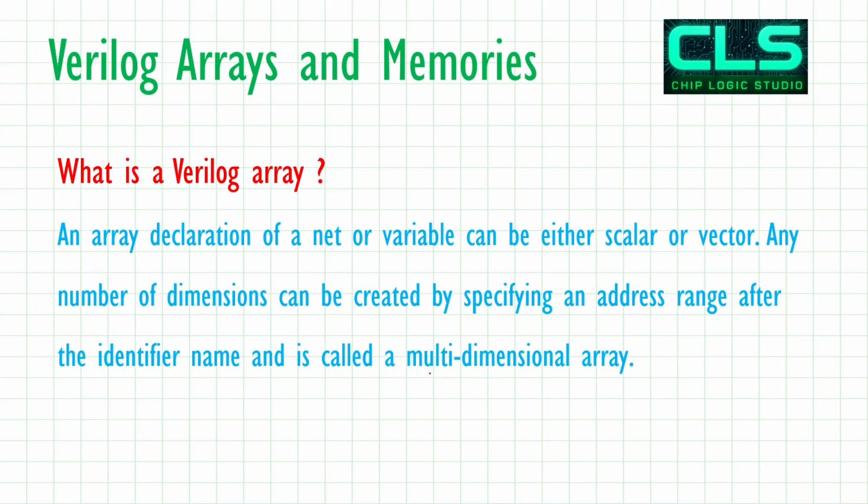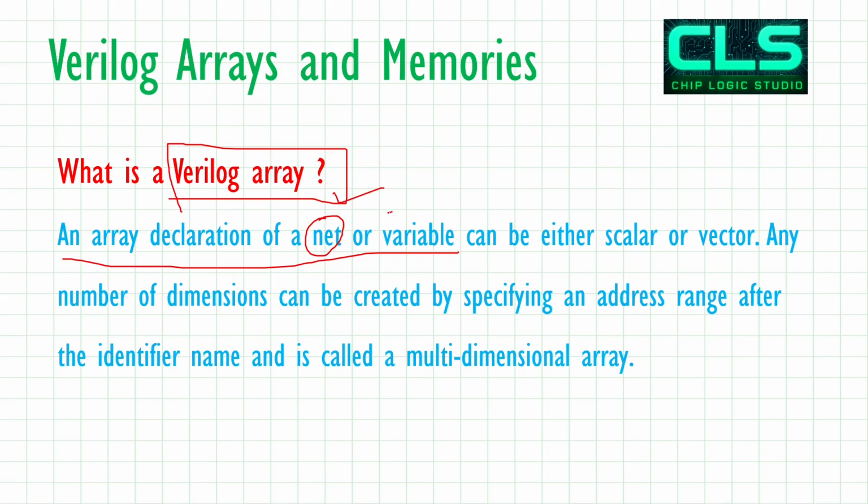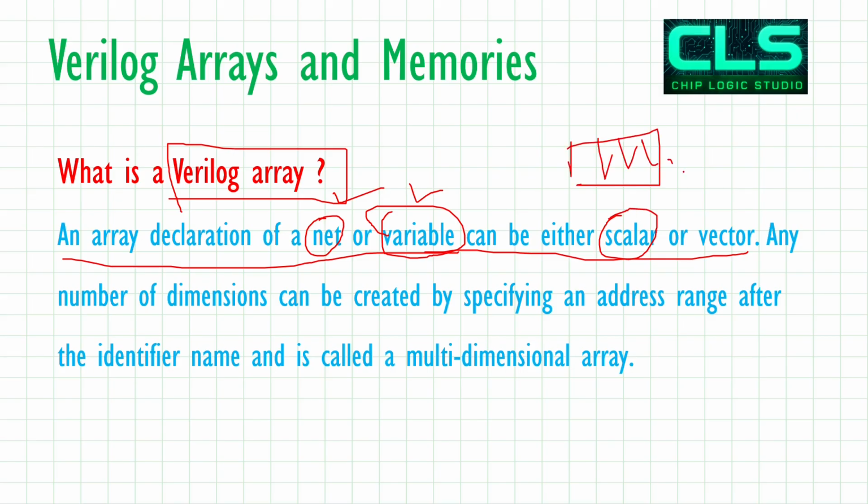So the first question is, what is an array, or a Verilog array? We are only focusing on Verilog arrays. Dynamic arrays and associative arrays we will cover in the SystemVerilog course. Now, an array declaration of net and variable. A net is your driving data type, and a variable is our storing data type. So we can use both for an array. It can be either scalar or vector. A scalar is simple, like a register if you are creating it with some memory, and a vector is like a 2D array with a depth or a height.